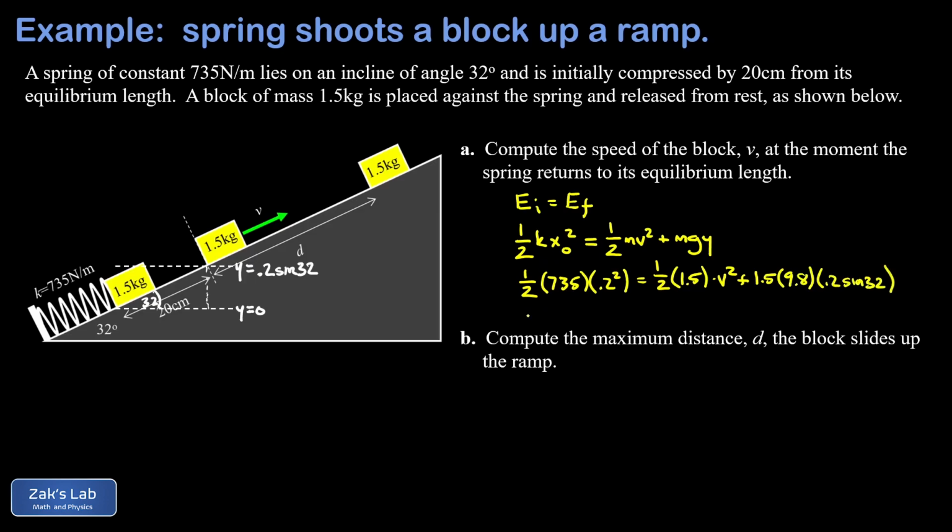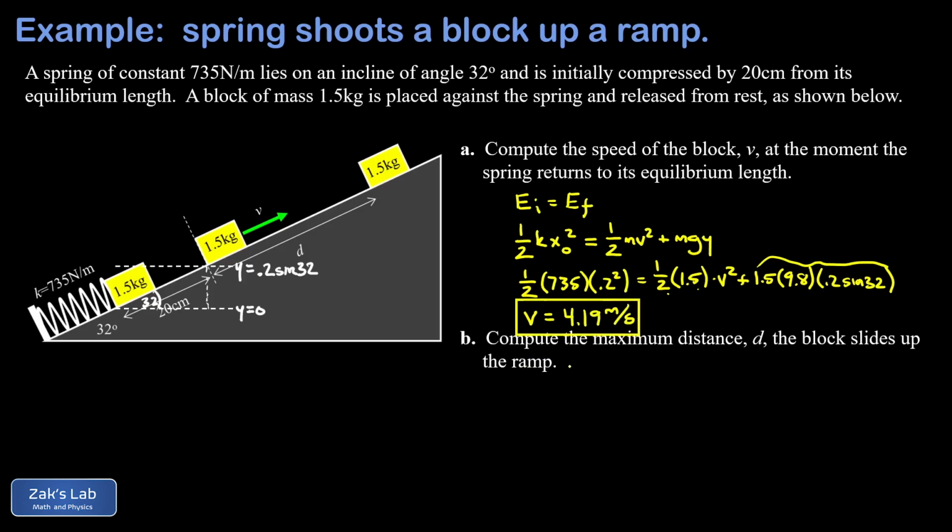And you can handle this all at once in a scientific calculator. I just multiplied all the numbers on the left side, then I subtracted the product of all these numbers in my potential energy term, then I multiplied by 2 divided by 1.5 and square rooted the result. When we run all these numbers, we get a speed of 4.19 meters per second.